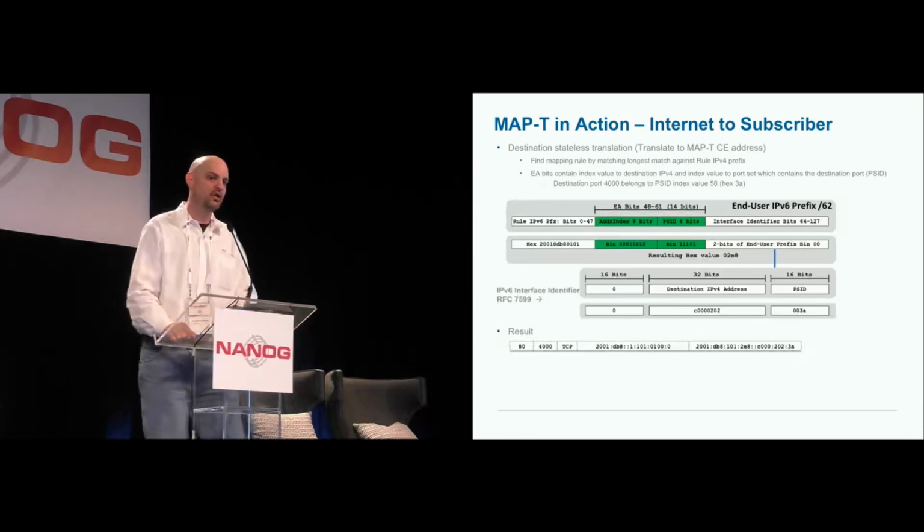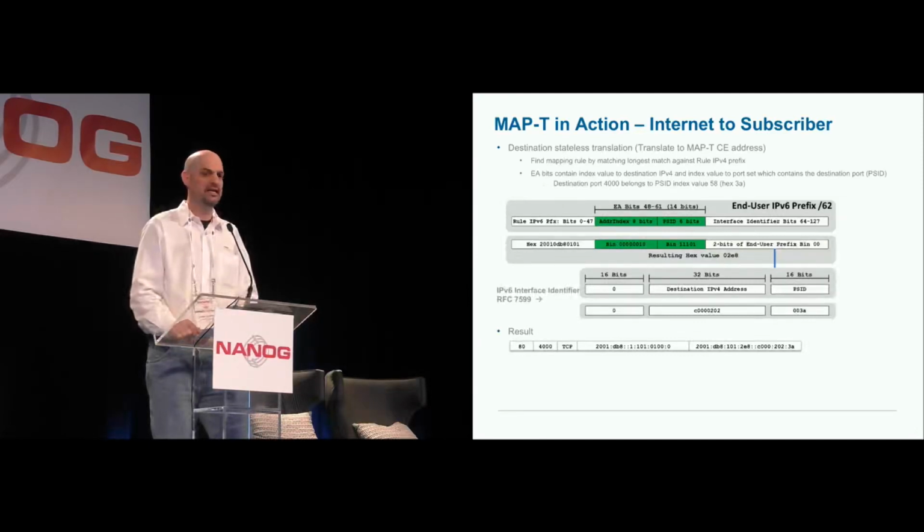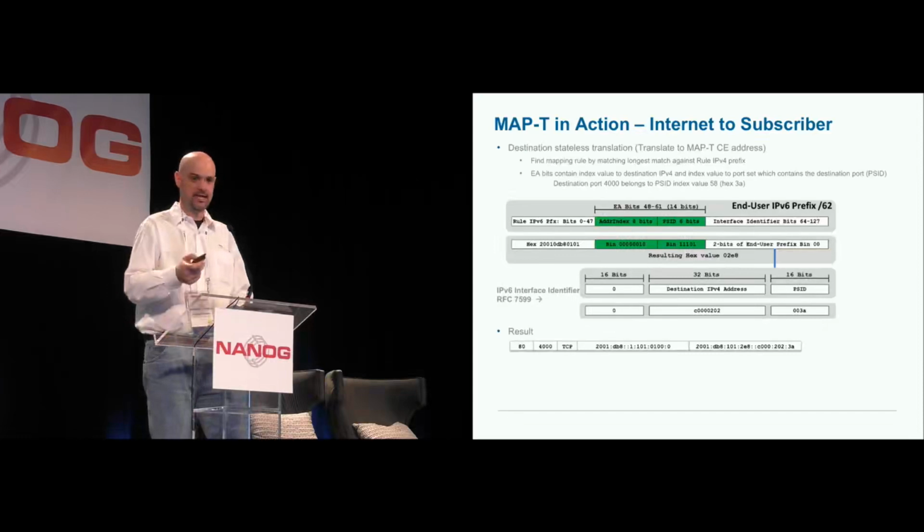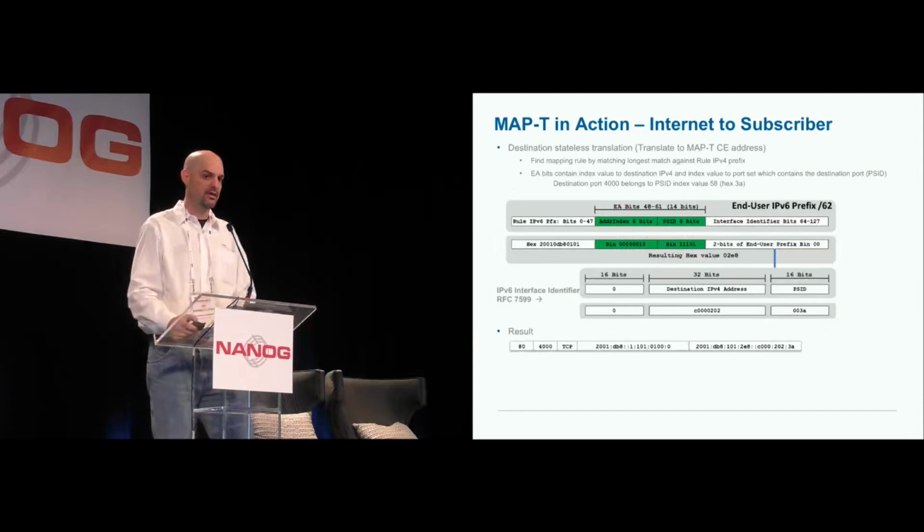We move over to the interface identifier as specified by RFC 7599. First 16 bits are zeroed out. The next 32 bits are the source public IPv4 address. And the last 16 bits are the PCID, once again, left padded. And the result is the packet you see there. Once again, we would apply the TCP checksum calculation as the pseudo header has been recalculated. And we ship it off to the CE.